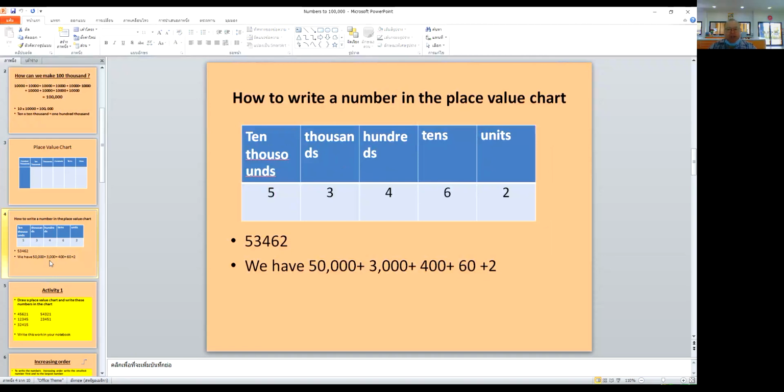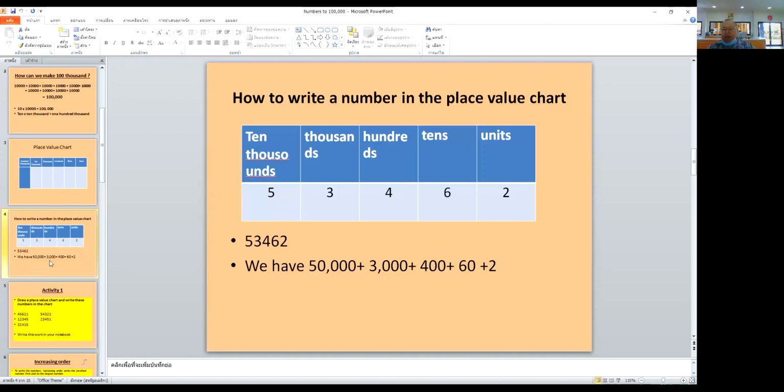Once again, here is an example of the number 53,462. Under 10,000s, we have 5 units. So under 10,000, you write 5. Under thousands, we have 3 units. So you write a 3.